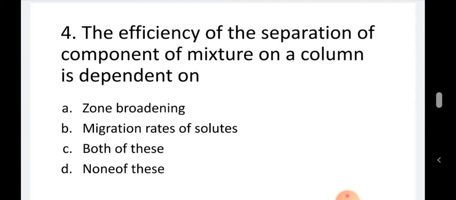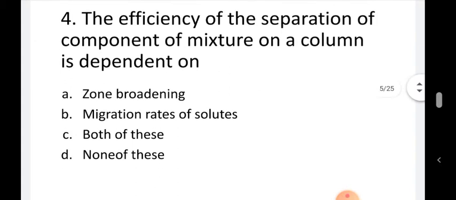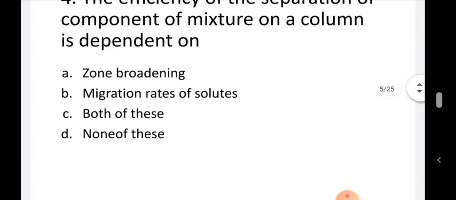The efficiency of the separation of the components of mixtures on a column is dependent on zone broadening, migration rates of solutes, both of these, none of these. The answer is both of these, because zone broadening will affect the efficiency, and also the migration rates of the solutes. Zone broadening should be minimum and migration rates of solutes should be different.